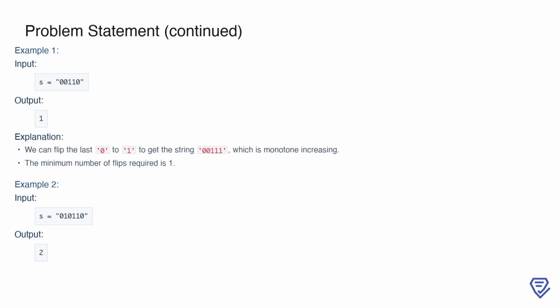Now consider the second example, where the input string is 010110. To make the string monotone increasing, we could flip the second one at index 2 to 0 and the last 0 at index 5 to 1, resulting in 011111. This requires 2 flips. The minimum number of flips required here is 2.